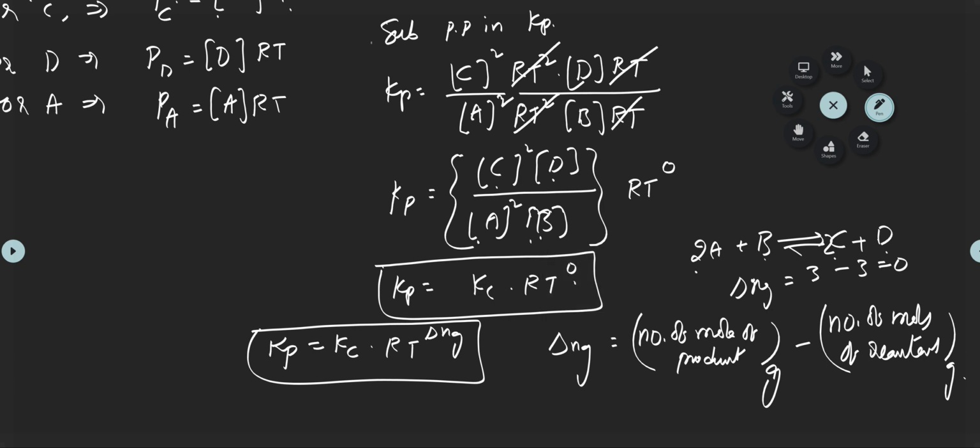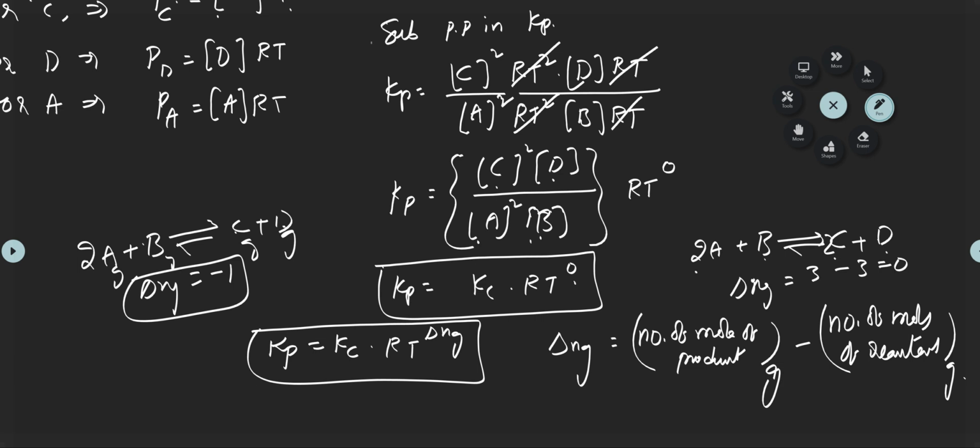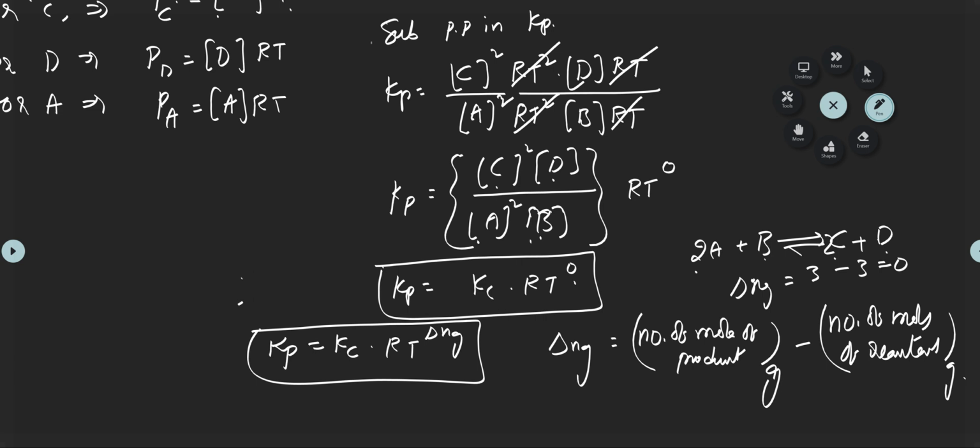If it is 2A plus B gives rise to C plus D, what is delta Ng here? All in gas state, if you take it, minus 1. 2 products and 3 reactants, 2 minus 3 is equal to minus 1. We can write the Kp Kc relation for this one. Kp is equal to Kc into RT power minus 1. So in this one, Kp is more or Kc is more? Kc will be more. So in the earlier reaction, Kp is equal to Kc.